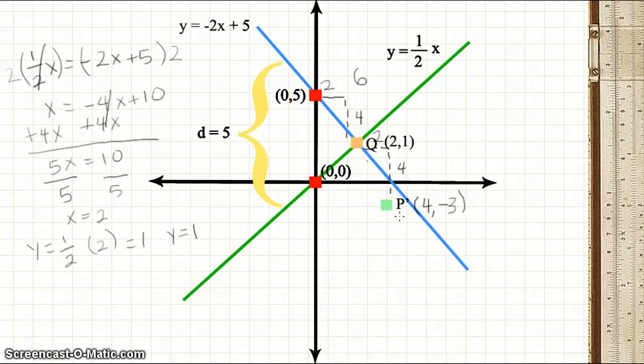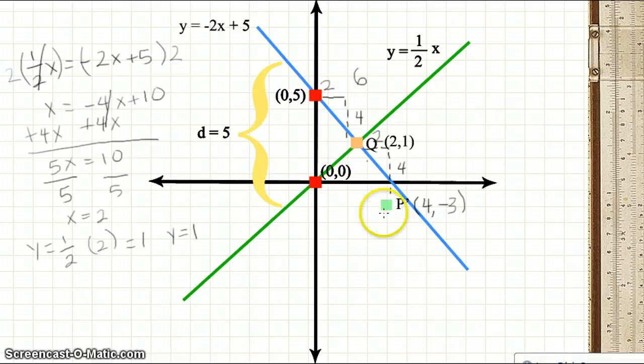And so we have to also keep in mind that we're not reflecting just 1 point, but 2 points. And we have completed reflecting 0, 5 to P prime. And so now we have to reflect 0, 0. But because it's 0, 0, it stays in one spot. So now all I really have left to do is to find the distance from 0, 0 to P prime.